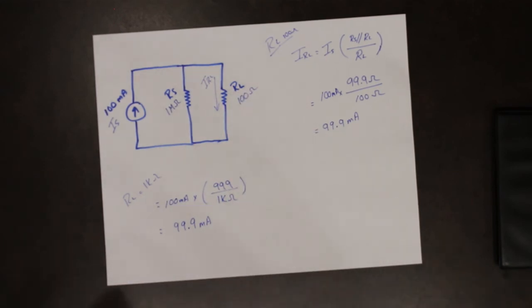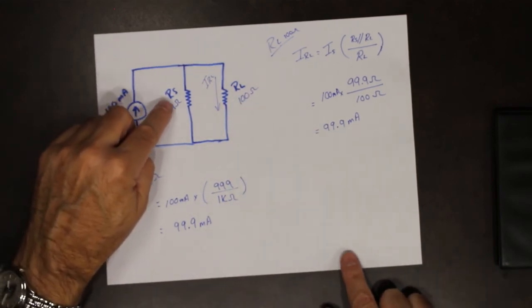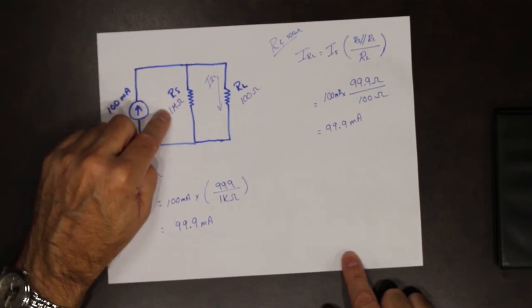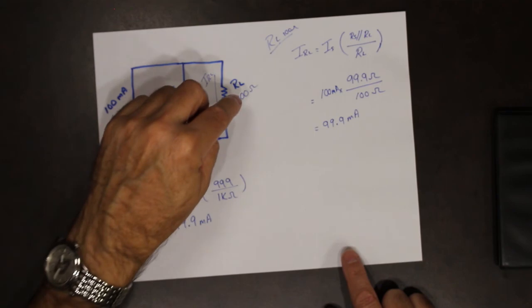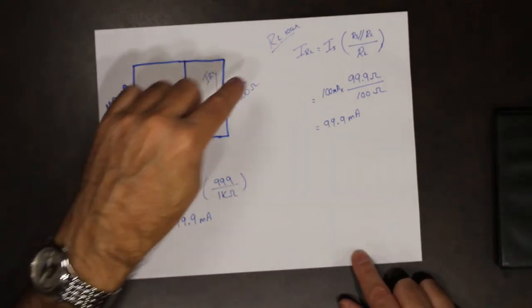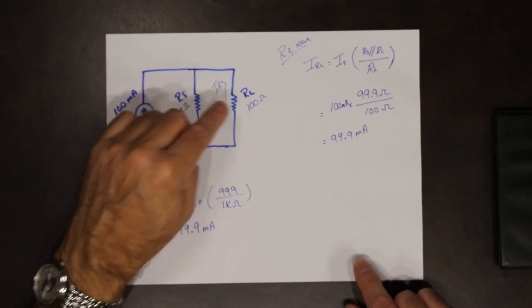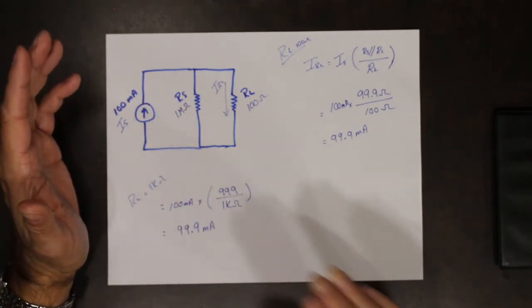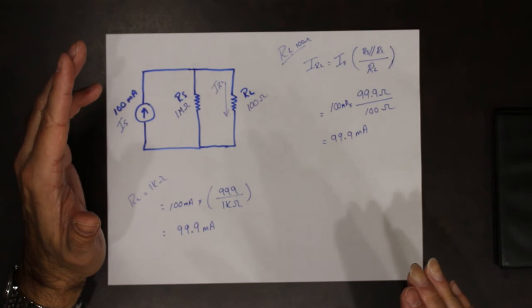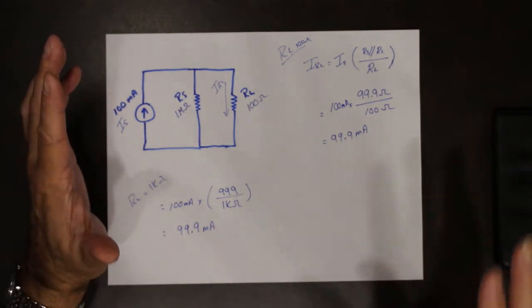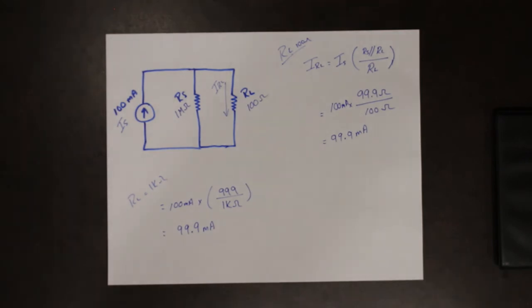As long as the internal source resistance is quite a bit larger than the load resistance. So this is ideal versus practical sources, both the voltage and current sources.